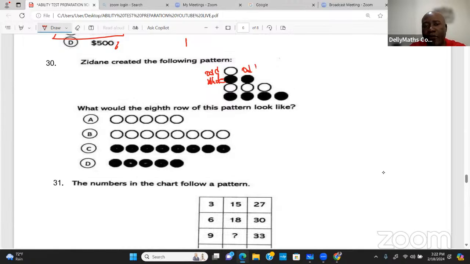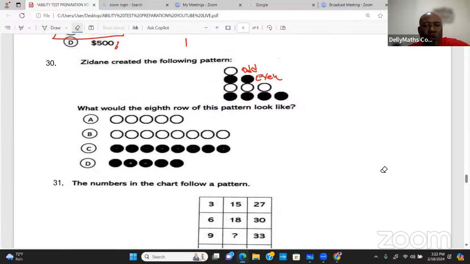So odd, let me look at it. Odd for my black, and even, my bad, even for my white. I don't know what I was saying there. All right, so let me take off this on the side.